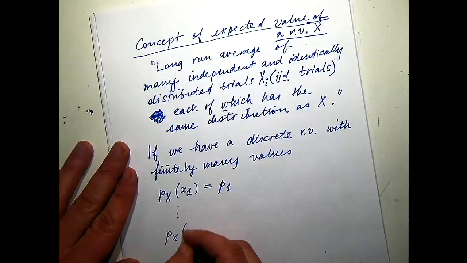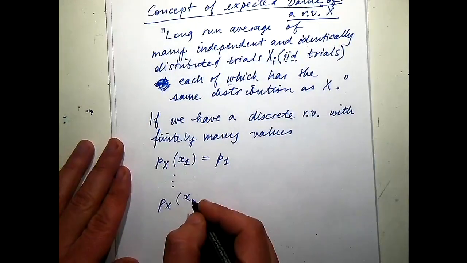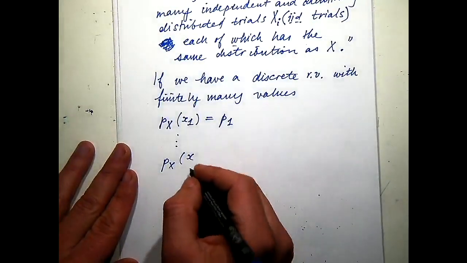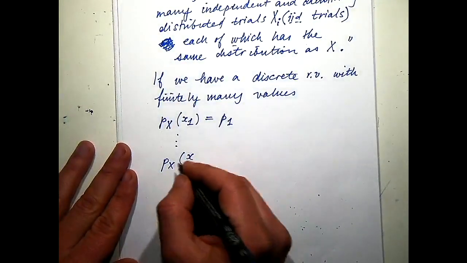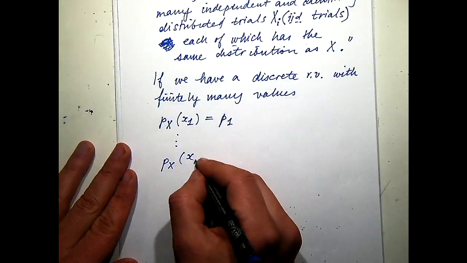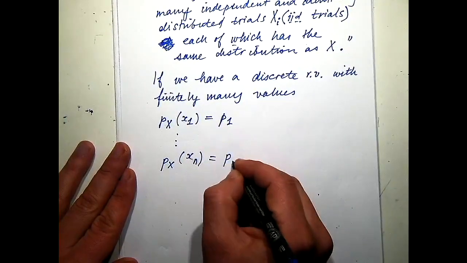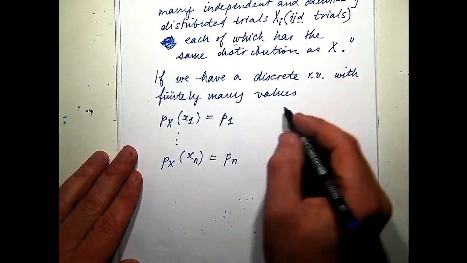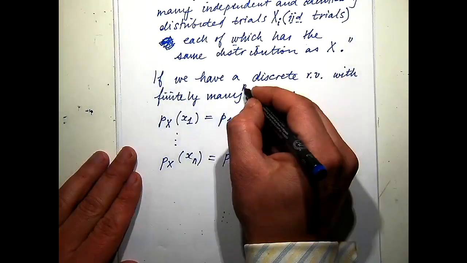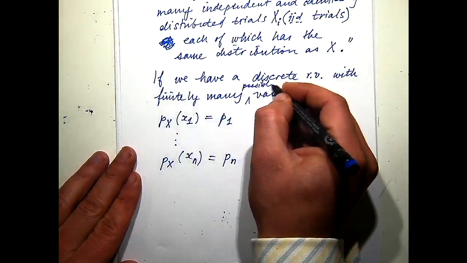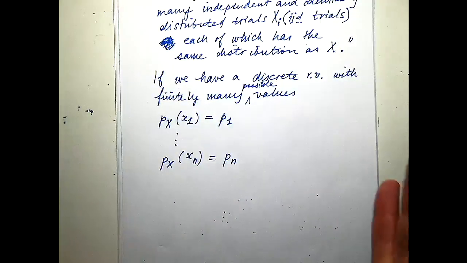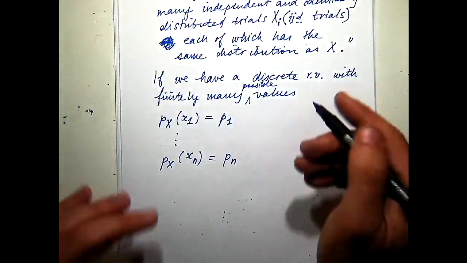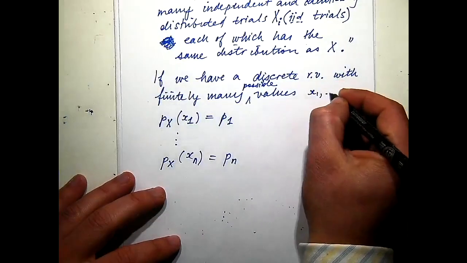If it only has finitely many values, I'll just write them out like this: x1 up to xn, with probabilities p1 up to pn. I don't really care how many possible values there are, it's not that important. By the way, some discrete random variables have countably many values, not finitely many, so I'm being even more restrictive.